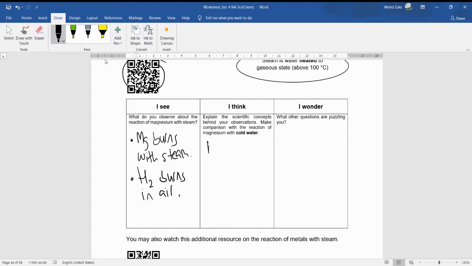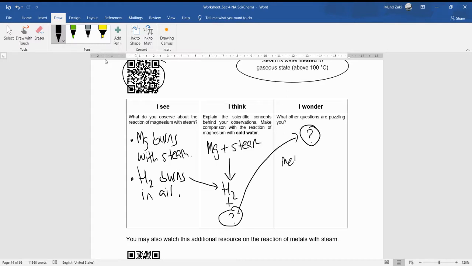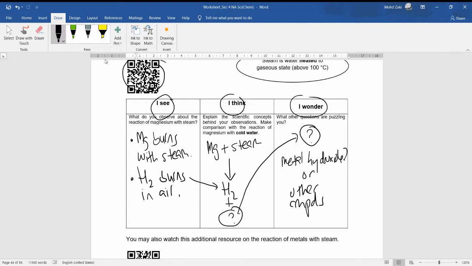So you should think like, magnesium and steam will produce something that's burning. So what is a gas that burns? It's hydrogen. It's hydrogen and something that we don't know. And I hope when you see this something, you wonder what is this thing. Is this the same metal hydroxide or other stuff, or other compounds? So this is for you to see, think, and wonder. In science, this is important. So, what's the correct answer?